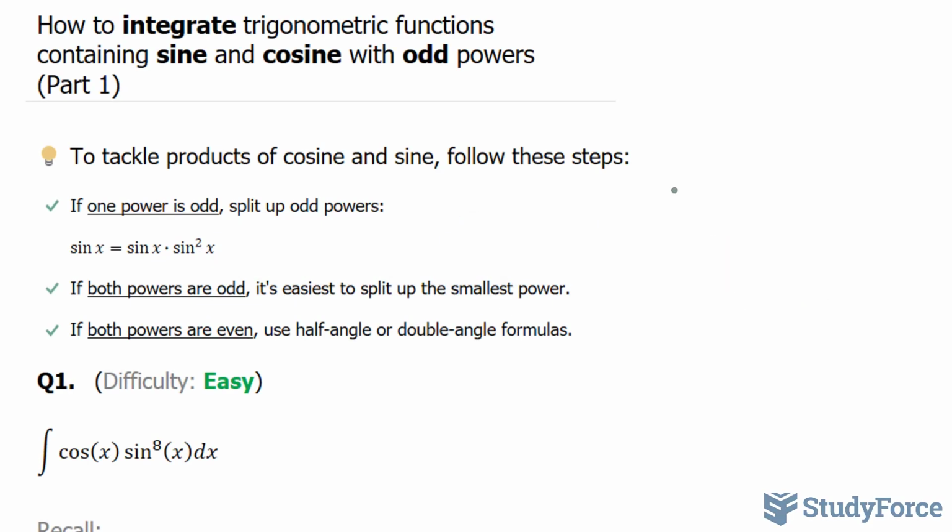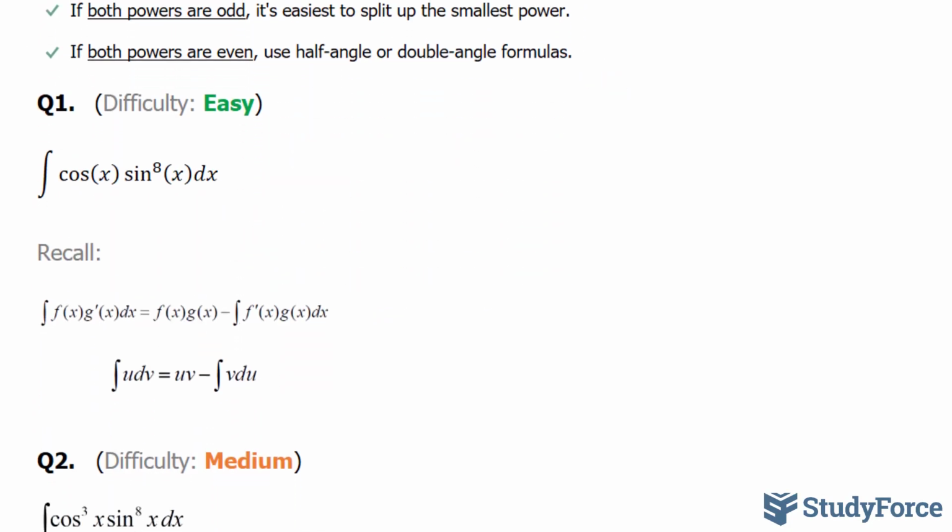In this video, I'll show you how to integrate trigonometric functions containing sine and cosine with odd powers. This is part 1. To tackle these types of problems, you'll need to follow these suggestions, and we'll refer back to them as we complete each question. Starting with question 1, we have the function cosine x times sine to the power of 8x dx, and they want us to integrate that.